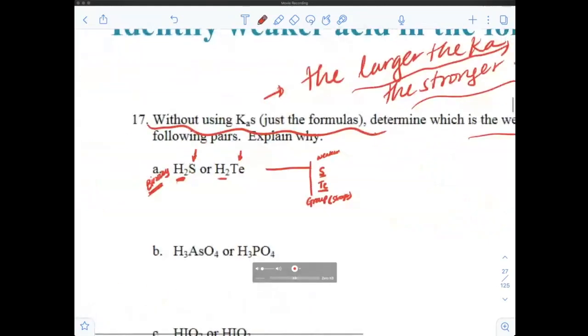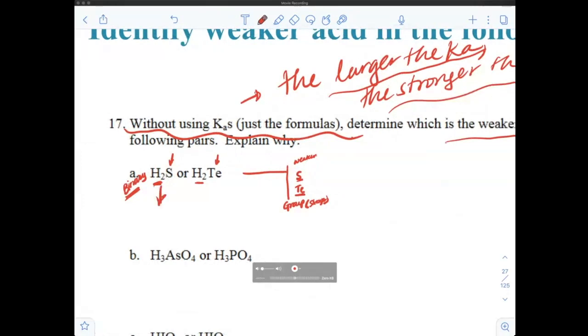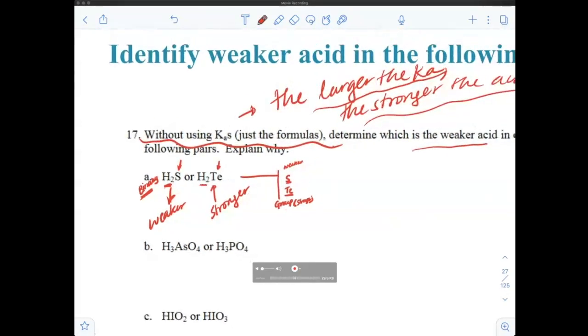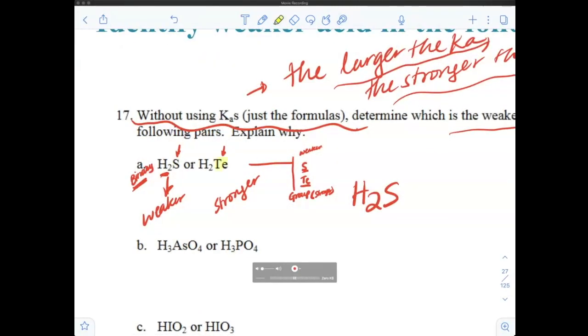They want us to identify the weaker. So this is going to be weaker. This is going to be stronger. But they just said identify the weaker one. I just want to do both. So this is the weaker one that we're looking for. So H2S wins as being a weaker acid. As I said, sometimes they're competing rules. So once again, I'm making this judgment based on the parts of the acid that are different, and that will be the central atom, sulfur versus tellurium.